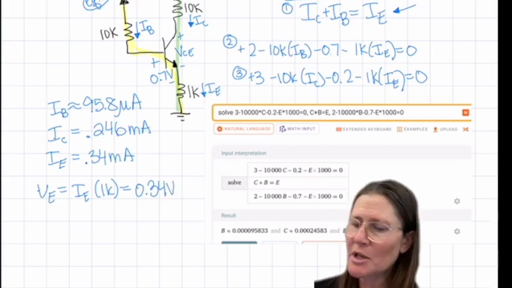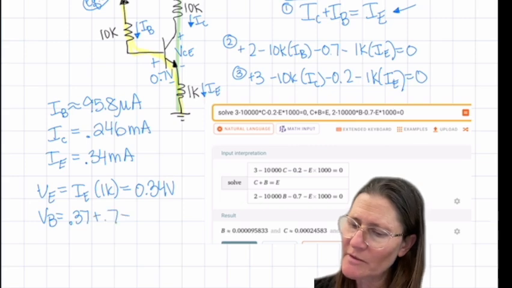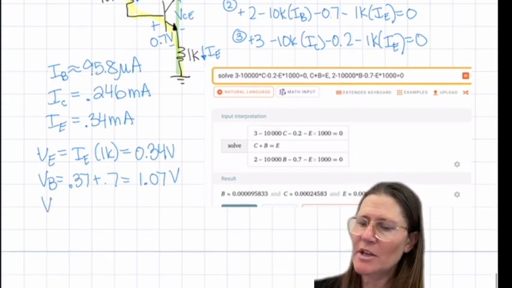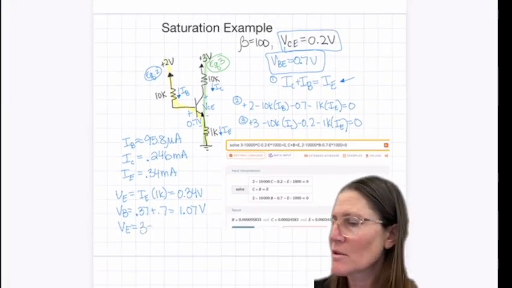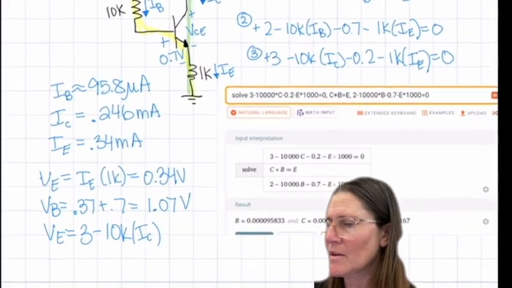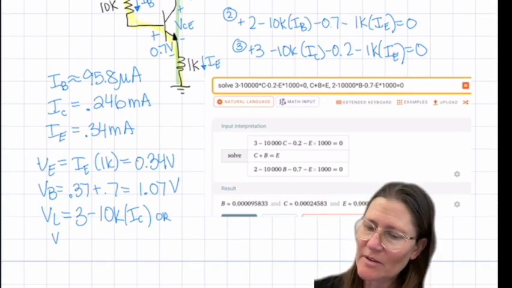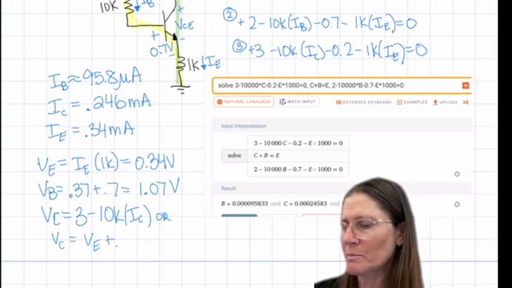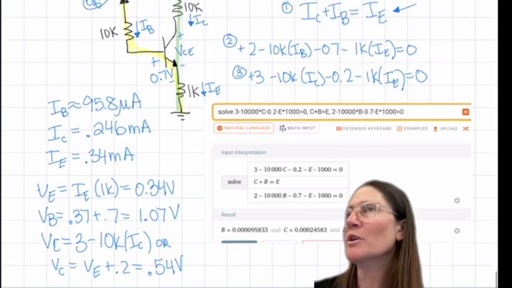And VB then is 0.34 plus 0.7, for 1.04 volts. And VC is 3 minus 10K times IC, or, sorry, VC is VE plus 0.2, for 0.54 volts. What is the check that we have to do for saturation?